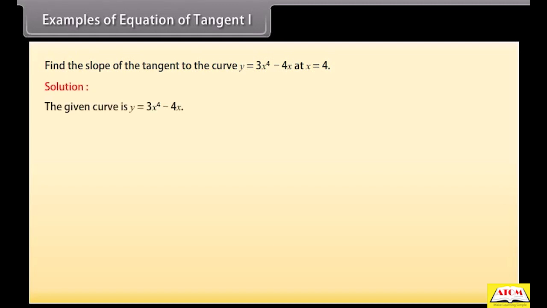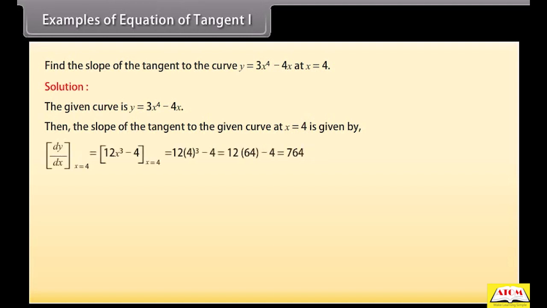Solution. The given curve is y = 3x^4 minus 4x. Then, the slope of the tangent to the given curve at x = 4 is given by dy/dx at x = 4, which is 12x^3 minus 4 at x = 4, which is 12 into 4^3 minus 4, which can be solved to 764.